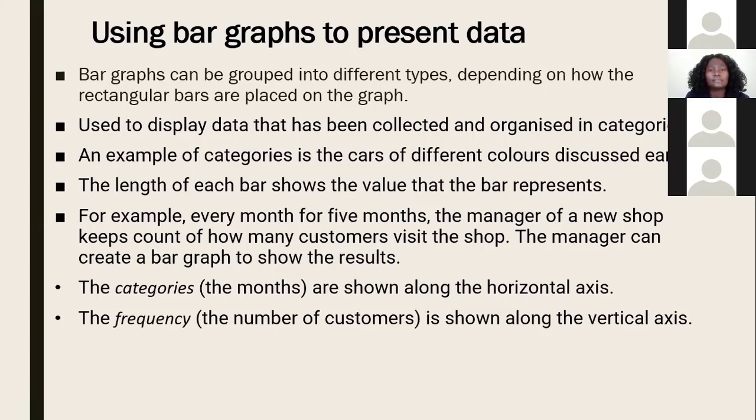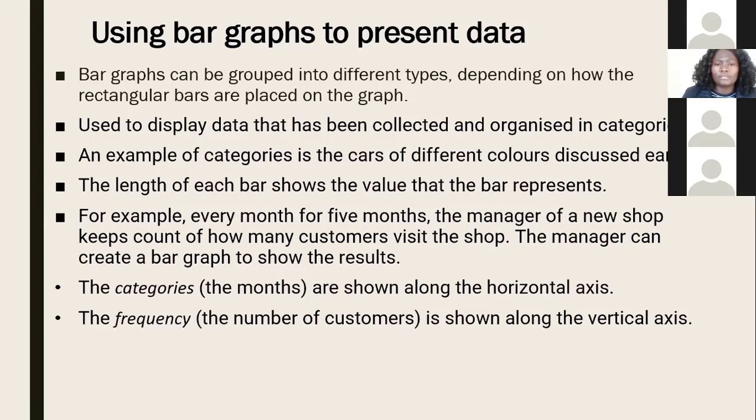Like I said, they can be grouped into different types depending on how the bars are placed, and they are used to display data that has been collected and organized in categories. Like you have seen in our example, the data was in categories, as in months versus the number of customers. An example of categories is cars of different colors, which we discussed earlier on. So it's another way of categorizing data that you can put in a bar graph. The length of each bar shows the value that the bar represents.